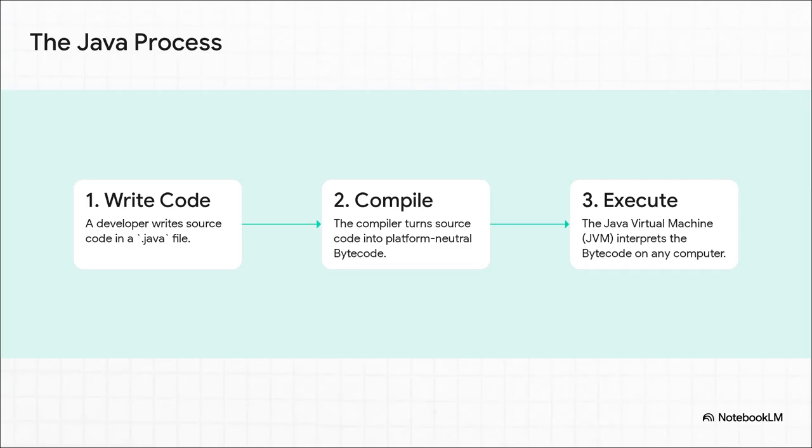So how in the world did they pull it off? Well, it's this clever three-step process. First, the developer writes the code, just like normal. But second, and this is the trick, the compiler doesn't turn it into code for a specific computer. Instead, it creates this intermediate language called bytecode. And then, for the third step, that one bytecode file can be run on any computer: Windows, Mac, Linux, you name it, as long as it has something called the Java Virtual Machine.